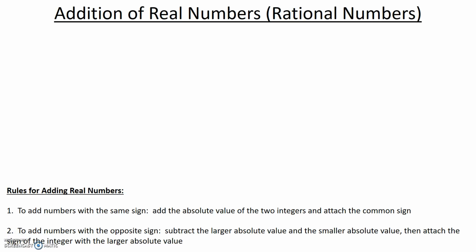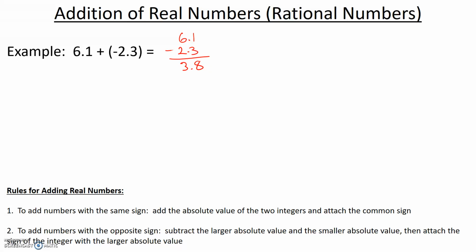In this section, we will talk about the addition of real numbers, more specifically, decimals and rational numbers. As an example, let's take 6.1 plus negative 2.3. Because our signs are opposites, we will take the larger number 6.1 and subtract from it the smaller number 2.3. This will give you 3.8 as a result.